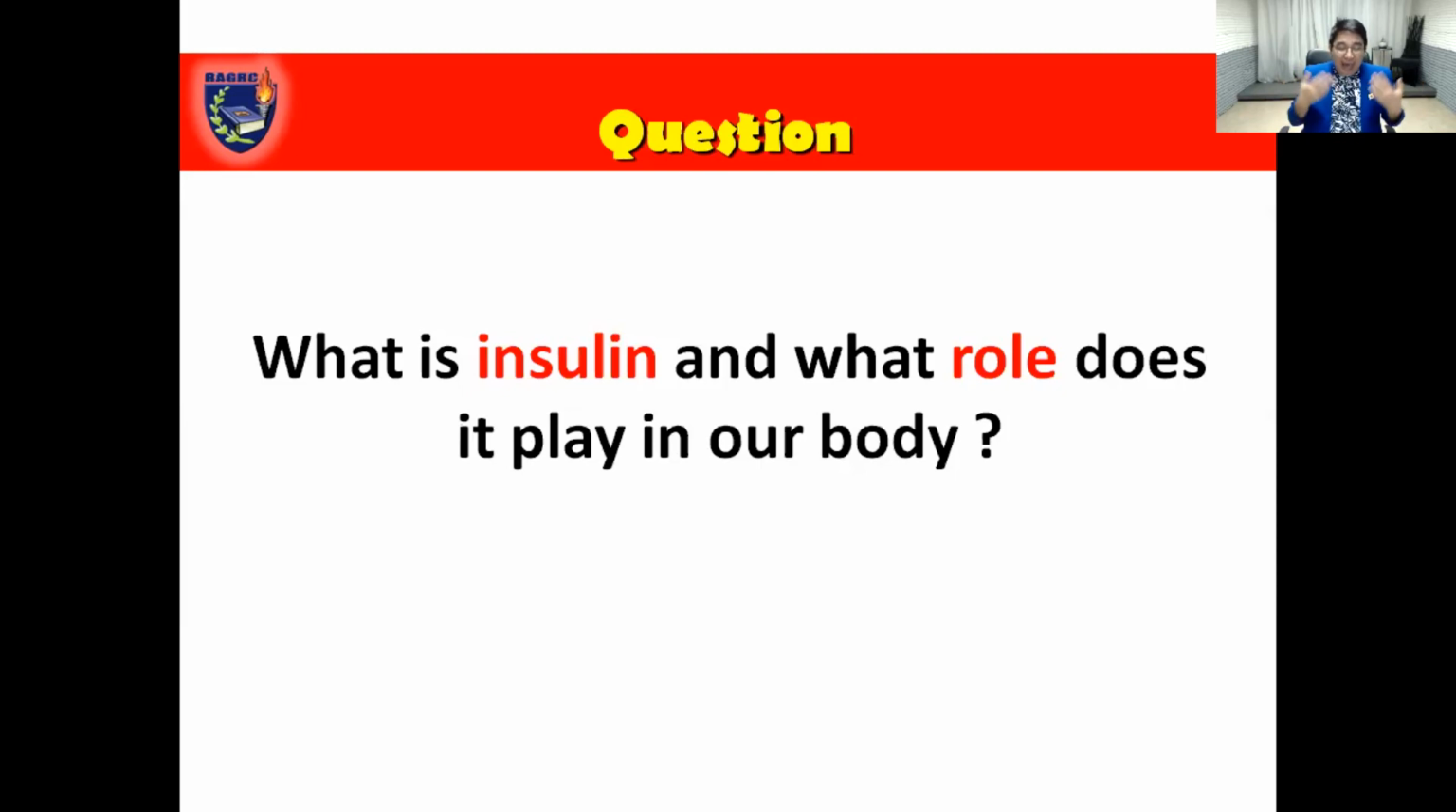Now, what happens when there is excess glucose in the body? Upon the action of insulin, the liver would usually store the excess glucose in the form of glycogen.